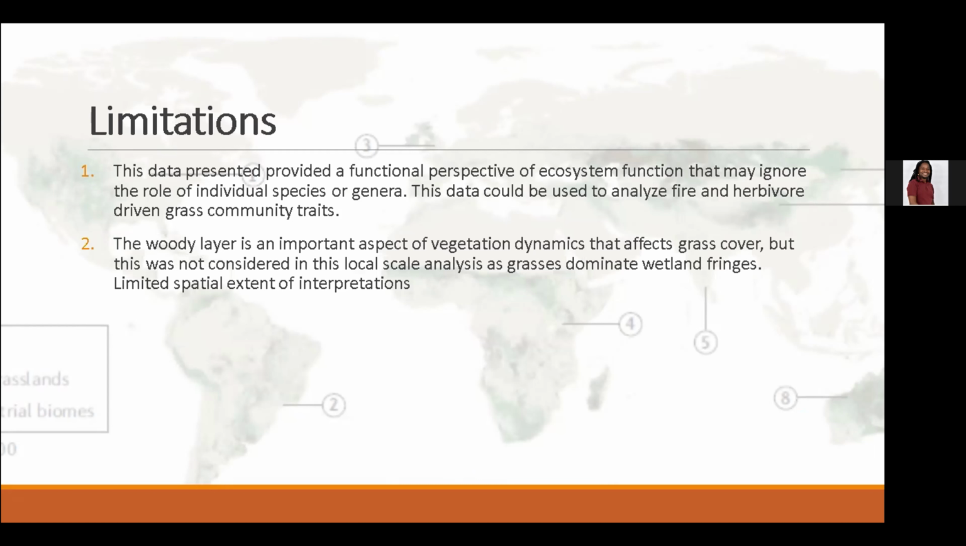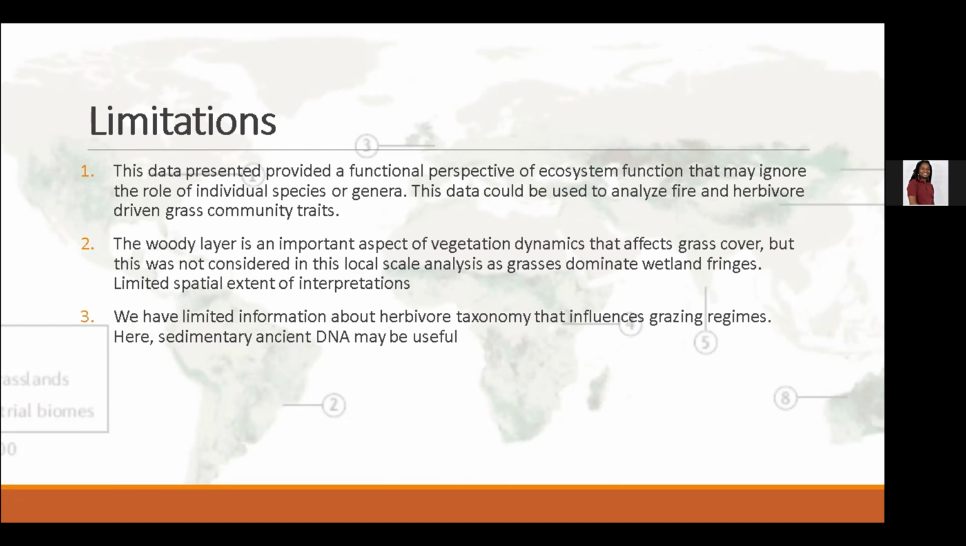Another limitation is that for this particular study, I only considered the grass layer, but we know that in rangelands there are trees and grasses. But one of the key reasons here is that in wetland grasslands, grasses are the dominant growth form. And also because of the partial extent that I'm considering, this could actually pass.